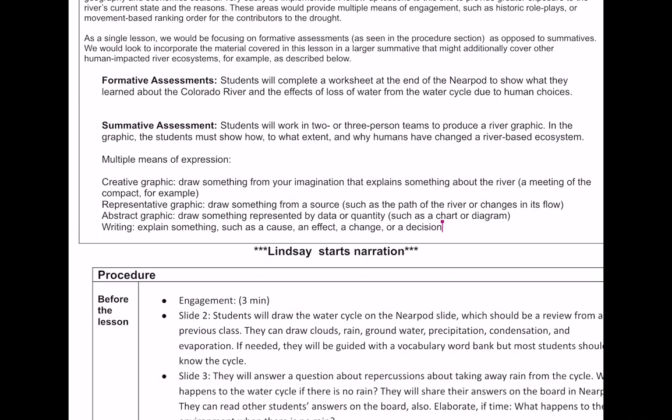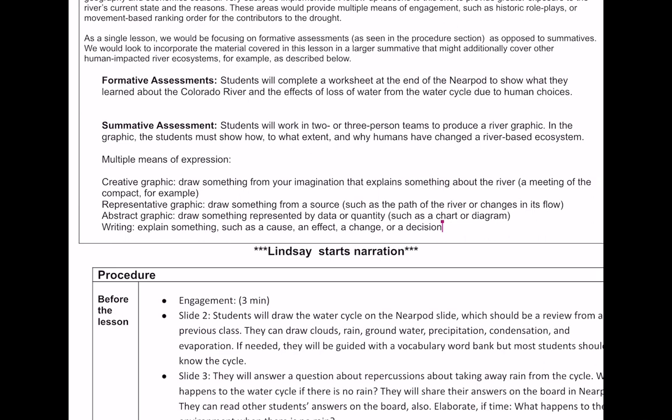They could represent something more quantitatively, like drawing out a chart or making a graph, or data point representation, which could be done with a device. So they would have that opportunity if they're fluent in that area. And finally, they would be able to write, where they could write an essay, or they could write a response to a question, or they could just explain something that occurred, explain a decision, explain a consequence or cause and effect relationship in those more traditional academic standards.